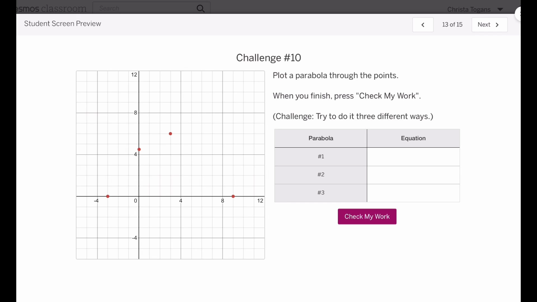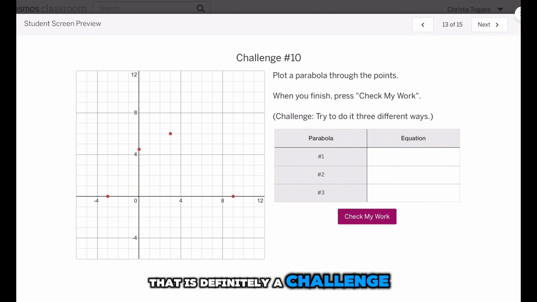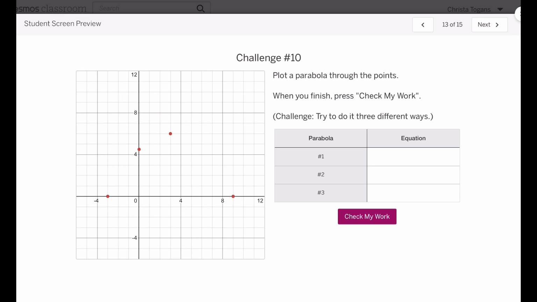Now it says try it 3 different ways. That is definitely a challenge, right? But I showed you 3 different ways, okay? I'm going to give you the hardest one, okay?